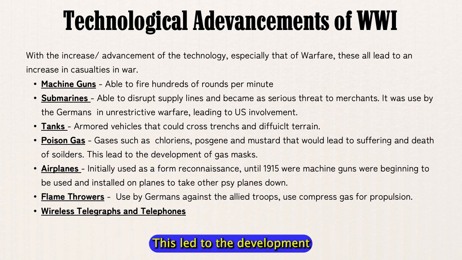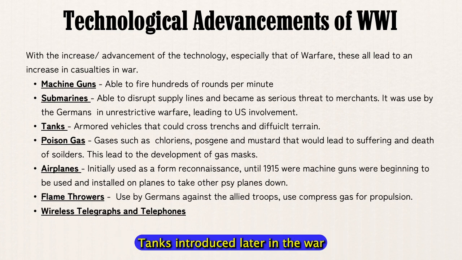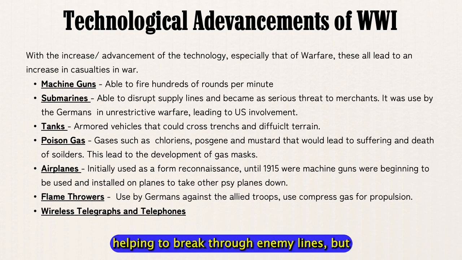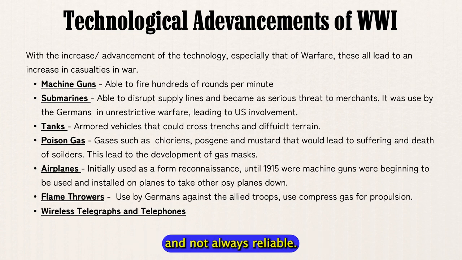This led to the development of trench warfare, where both sides dug in to avoid being mowed down, creating a long and grueling stalemate. Tanks, introduced later in the war, were armored vehicles that could cross trenches and difficult terrain, helping to break through enemy lines. But they were still in their early stages and not always reliable.